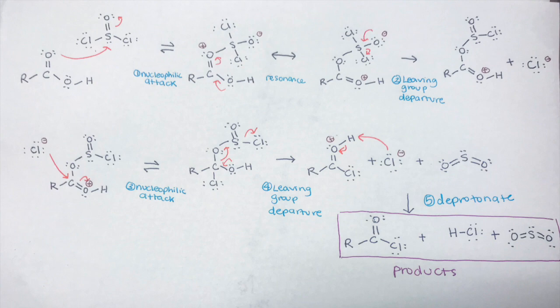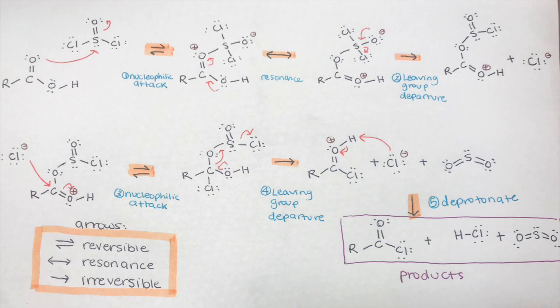As you may have noticed, there are 3 types of arrows that appear in this mechanism. Equilibrium arrows indicate that the chemical reaction is reversible. Resonance arrows indicate that the 2 species in the reaction are resonance structures of each other, so they only differ in the arrangement of their electrons. Finally, the one-headed forward arrow shows that an irreversible reaction is occurring.